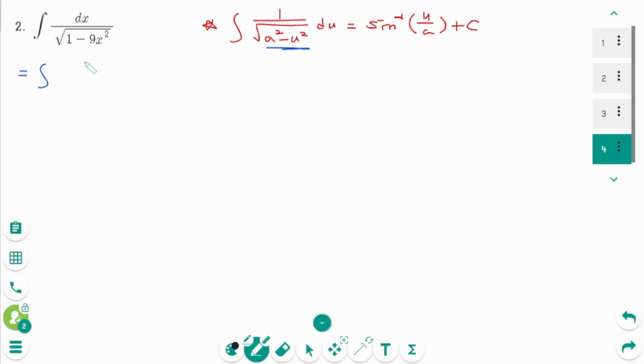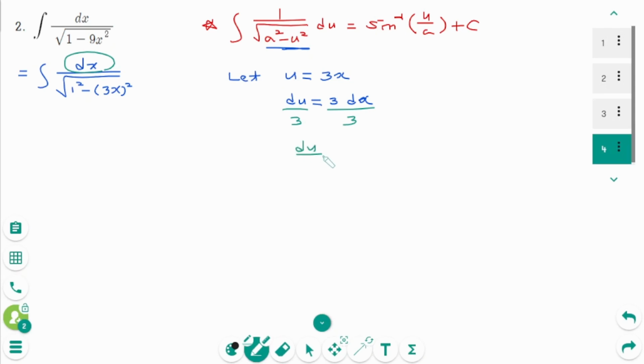So the integral of dx over square root of 1 squared minus, we can rewrite as 3x squared. Use u substitution. Let u equal 3x. Derive on each side. du equals 3 dx. There is only dx. Then divide by 3 on each side. du over 3 equals, cancelled, dx. Now change all x into u. The integral of dx equals du over 3.